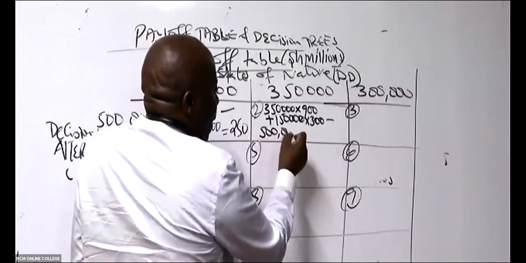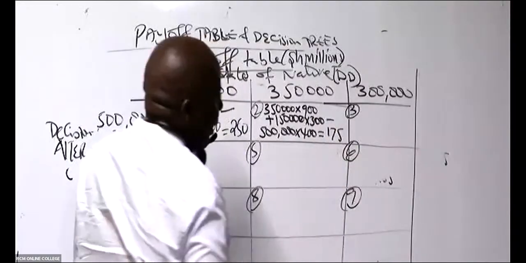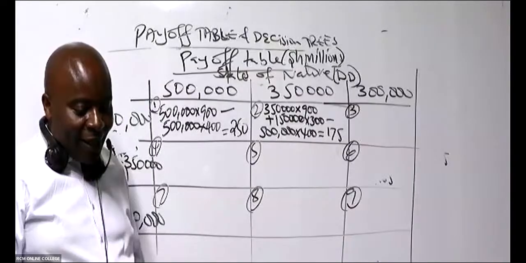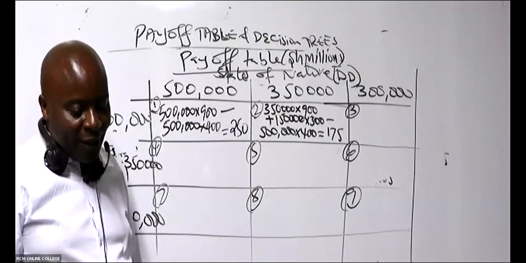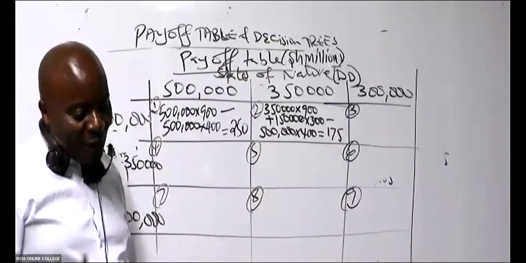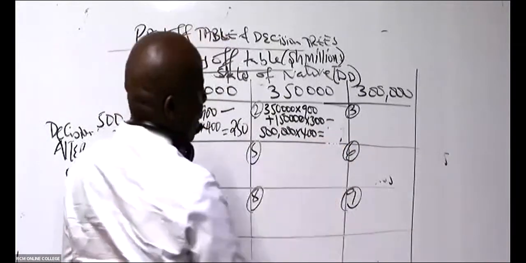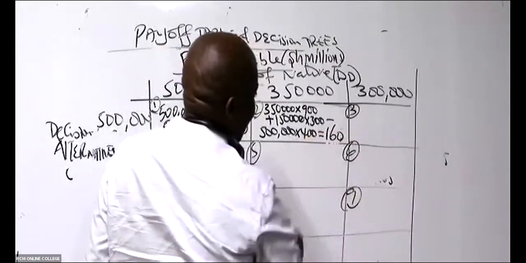So 500,000 times 400. I saw most of them were giving us 175. It's supposed to be 160. The 175 was wrong. We shall overcome. Let's wrap this. I'm being told it's 160.